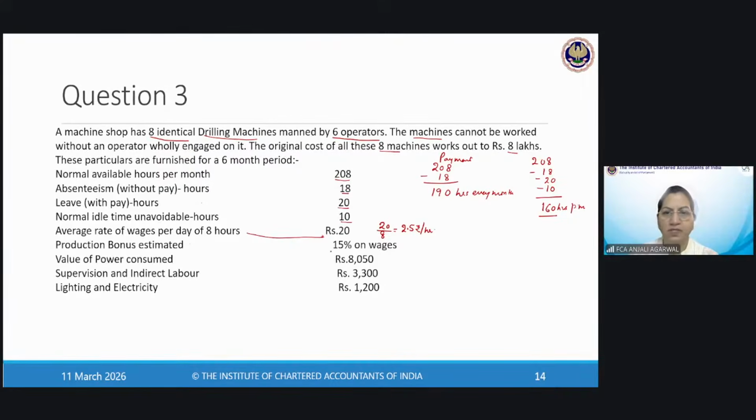The production bonus estimated is 15% on the wages. So we will calculate the total wages for the 6 month period, and then we will add 15% bonus to that. And other expenses are directly given: power consumed, supervision, lighting. So let's first have this working note: how many hours of work is done and how many hours payment is made for.